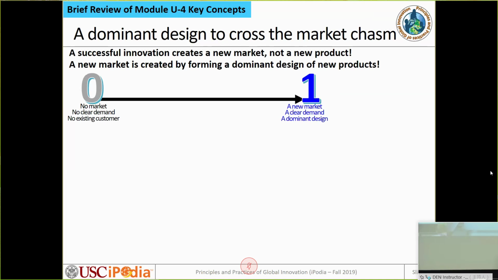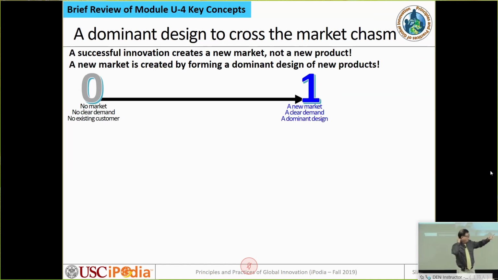There's no demand, and there's no customer. 1 means what? 1 does not mean one product. 1 means one well-established market. That's important. That one market could have multiple products, but they all have to share the same dominant design. Otherwise, it's not one market.